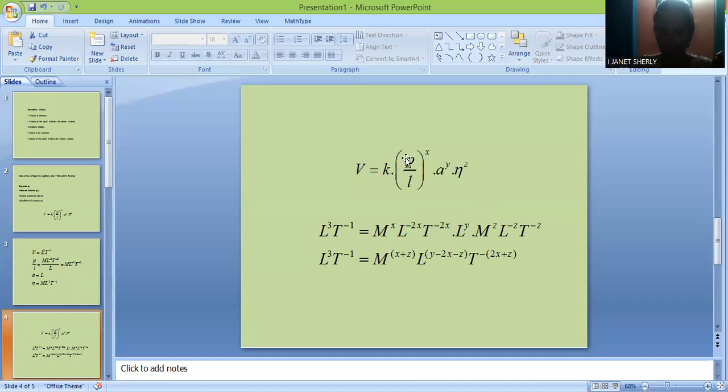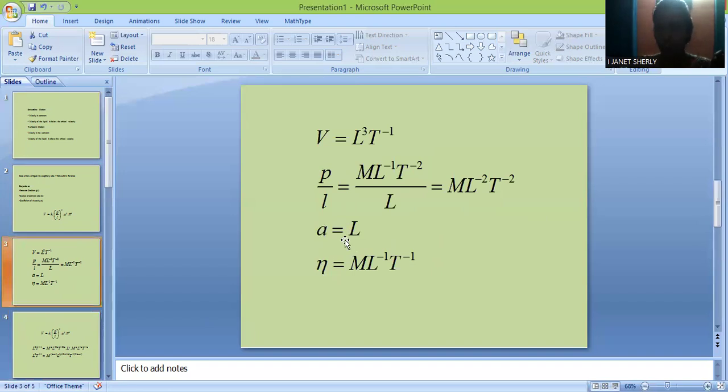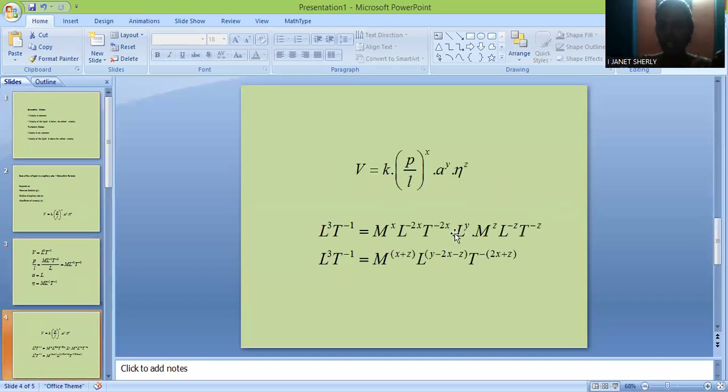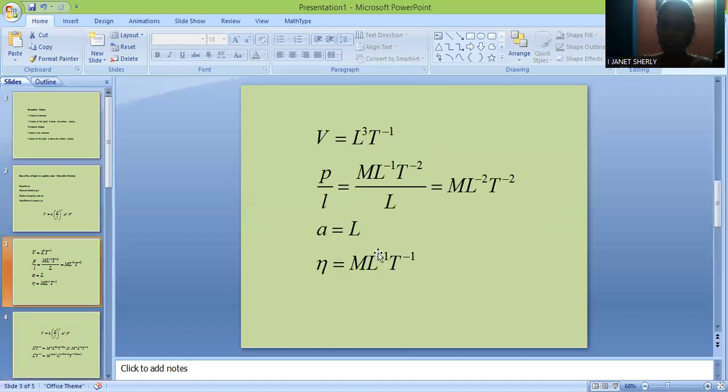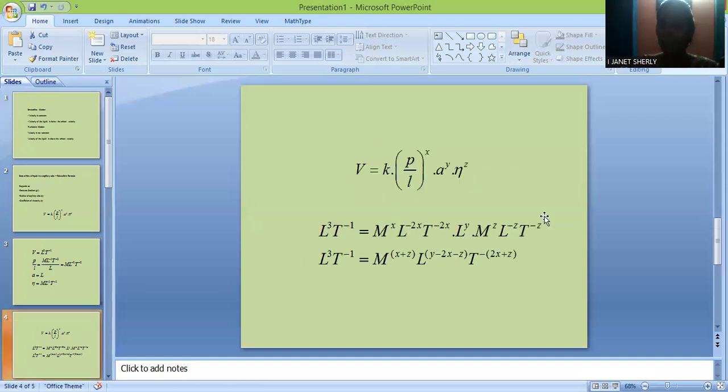Similarly, now coming to a^Y. a holds the dimension of L, so this is going to be L^Y. And now it is eta^Z, and eta holds the dimension of M L^-1 T^-1. So this is going to be M^Z, L^-Z, and T^-Z.